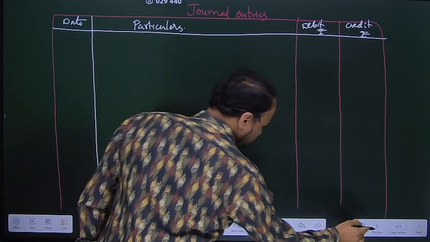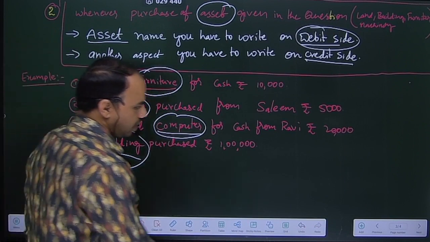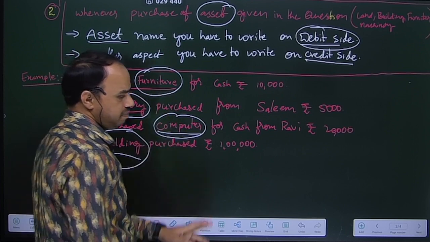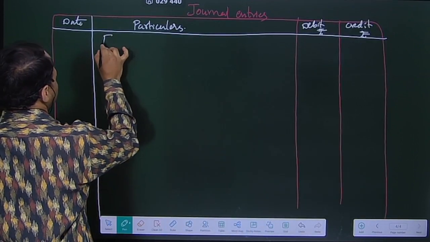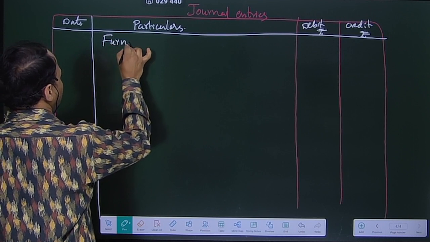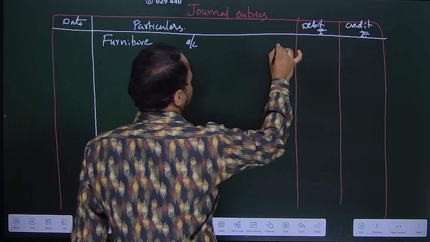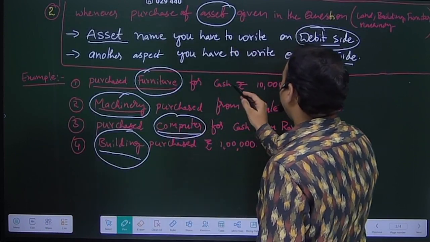Now once again, see what we purchased here: furniture. Asset name is given. Whenever an asset is purchased, the asset name is written on the debit side. So like this, we purchased furniture, so furniture account debit.